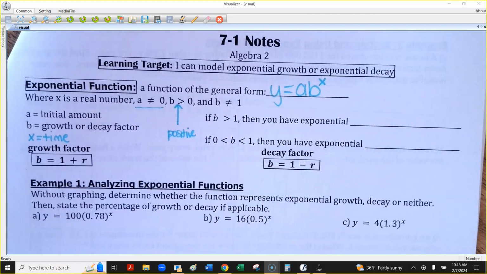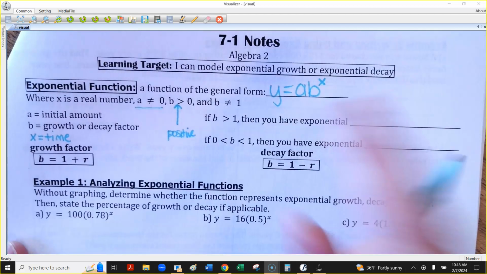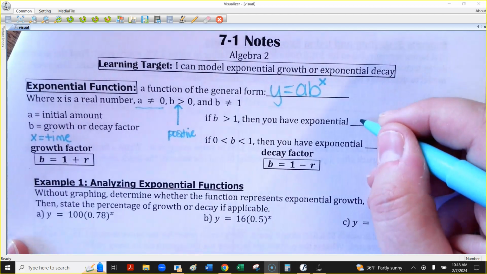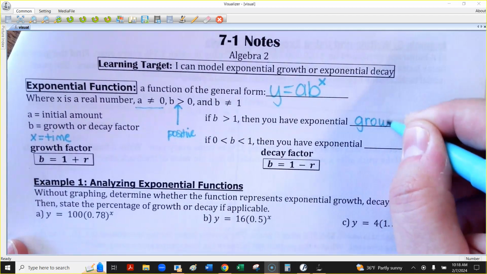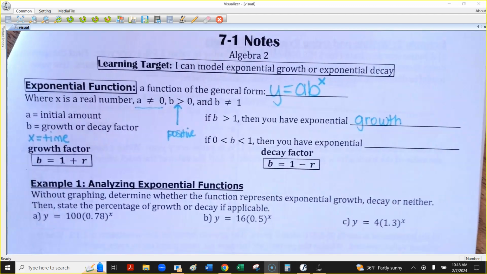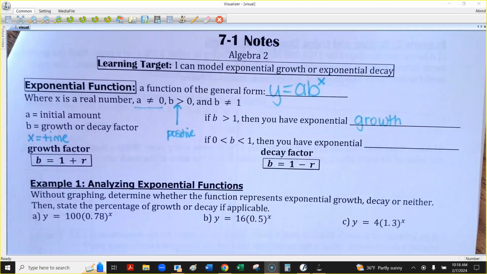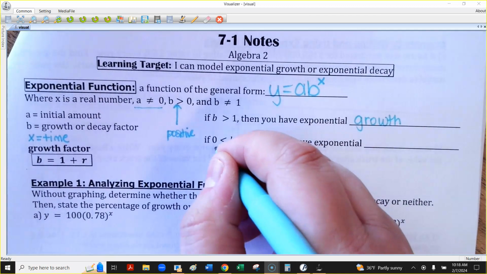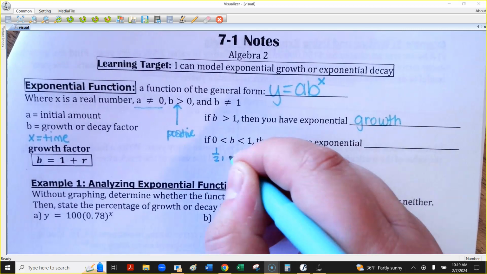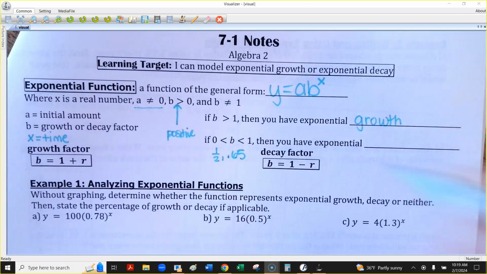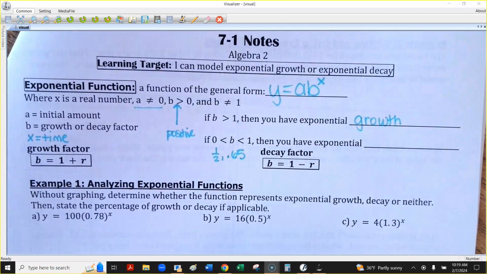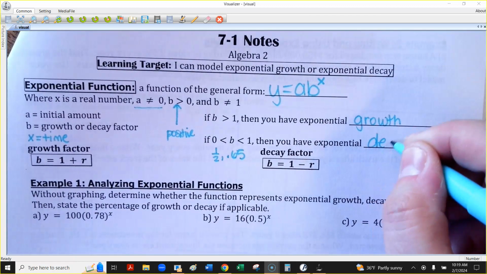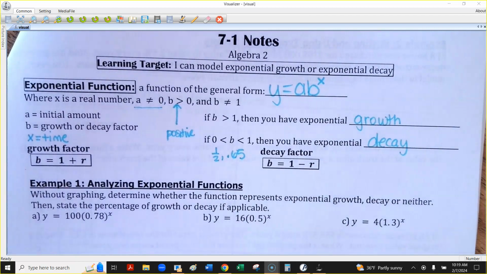So there's two things that can happen. If that B value is greater than 1, then we're going to have exponential growth. And you can't be negative. So if the B value is between 0 and 1, so like maybe you have 1/2 or, I don't know, 0.65, it could be a decimal, it could be a fraction, but if it's some number between 0 and 1, then you're going to have exponential decay.